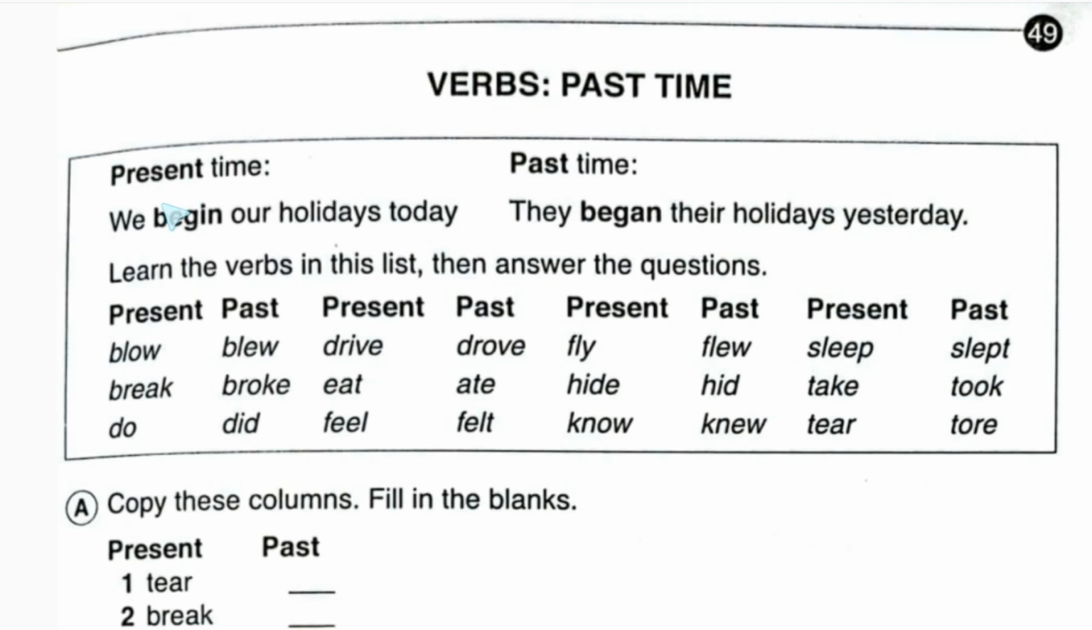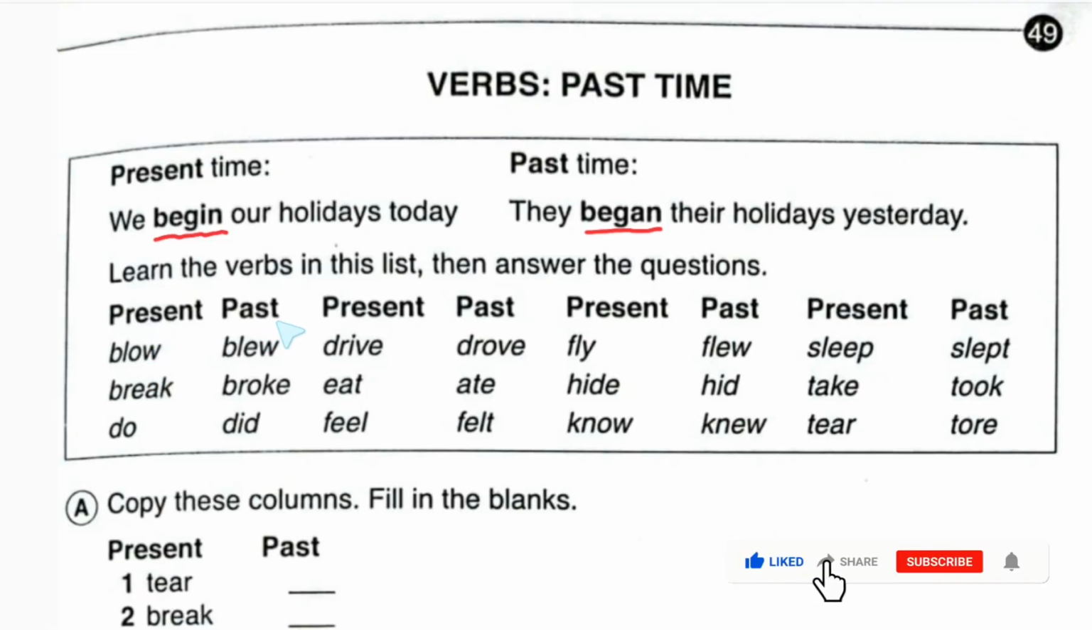See, in this box it's written present time. We begin our holidays today. Here the word begin is a verb which shows present time, and in this place they began their holidays yesterday. Here began is showing the past time. Learn the verbs in this list, then answer the questions.